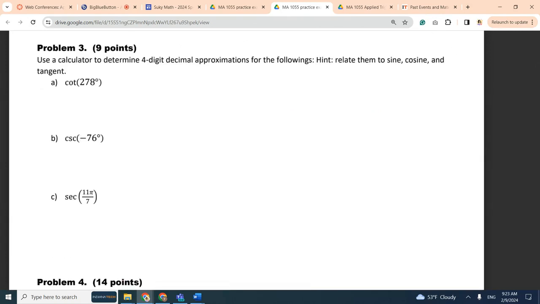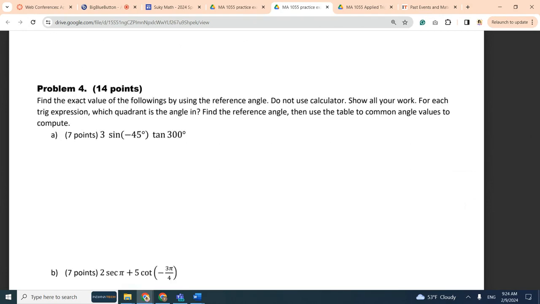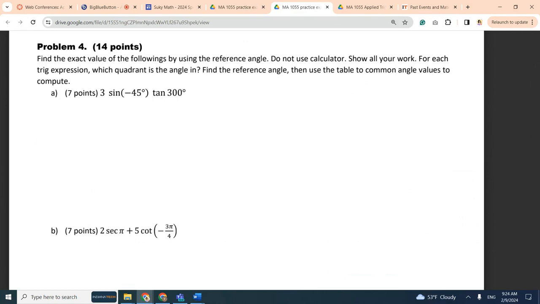All right, how about here? Your calculator only has sine, cosine, tangent. Cotangent is 1 over tangent. Cosecant is 1 over sine. Secant is 1 over cosine. So use that to compute. And then this problem, we learn about the reference angle. Read the problem carefully. You need to draw the picture and figure out the reference angle.